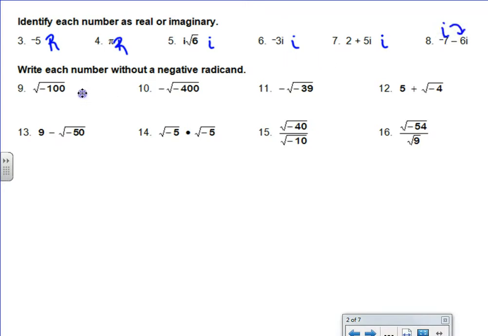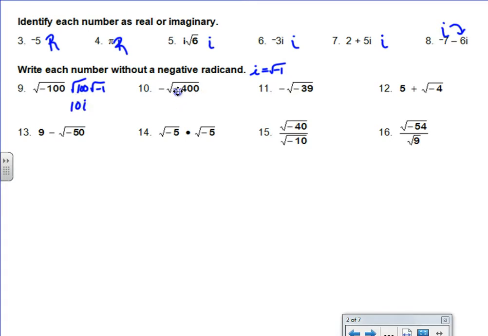9 through 16, they want us to write each number without a negative radicand. So we're going to have to incorporate the idea that we learned back in Algebra 2 that said i was the same thing as the square root of negative 1. So when I think about the square root of negative 100, I could break it up into the square root of 100 times the square root of negative 1. Well, I know the square root of 100 is 10, and then the square root of negative 1 is i. So negative 100 square rooted is just 10i.